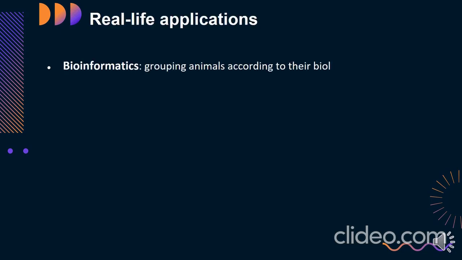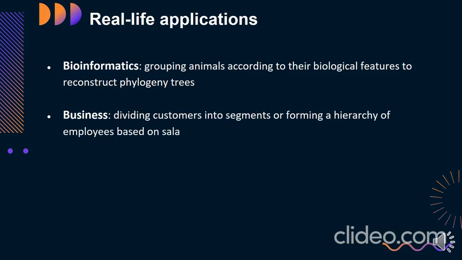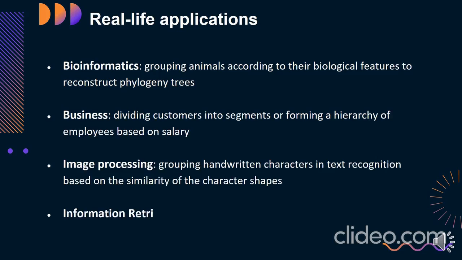The following are a few examples of the real-life application of hierarchical clustering. In bioinformatics, it is used for grouping animals according to their biological features to reconstruct phylogeny trees. In business, we use it to divide customers into segments or forming a hierarchy of employees based on salary or other characteristics. In image processing, we can group handwritten characters based on the similarity of the character shapes. And in information retrieval, we can use hierarchical clustering for categorizing search results based on the queries.